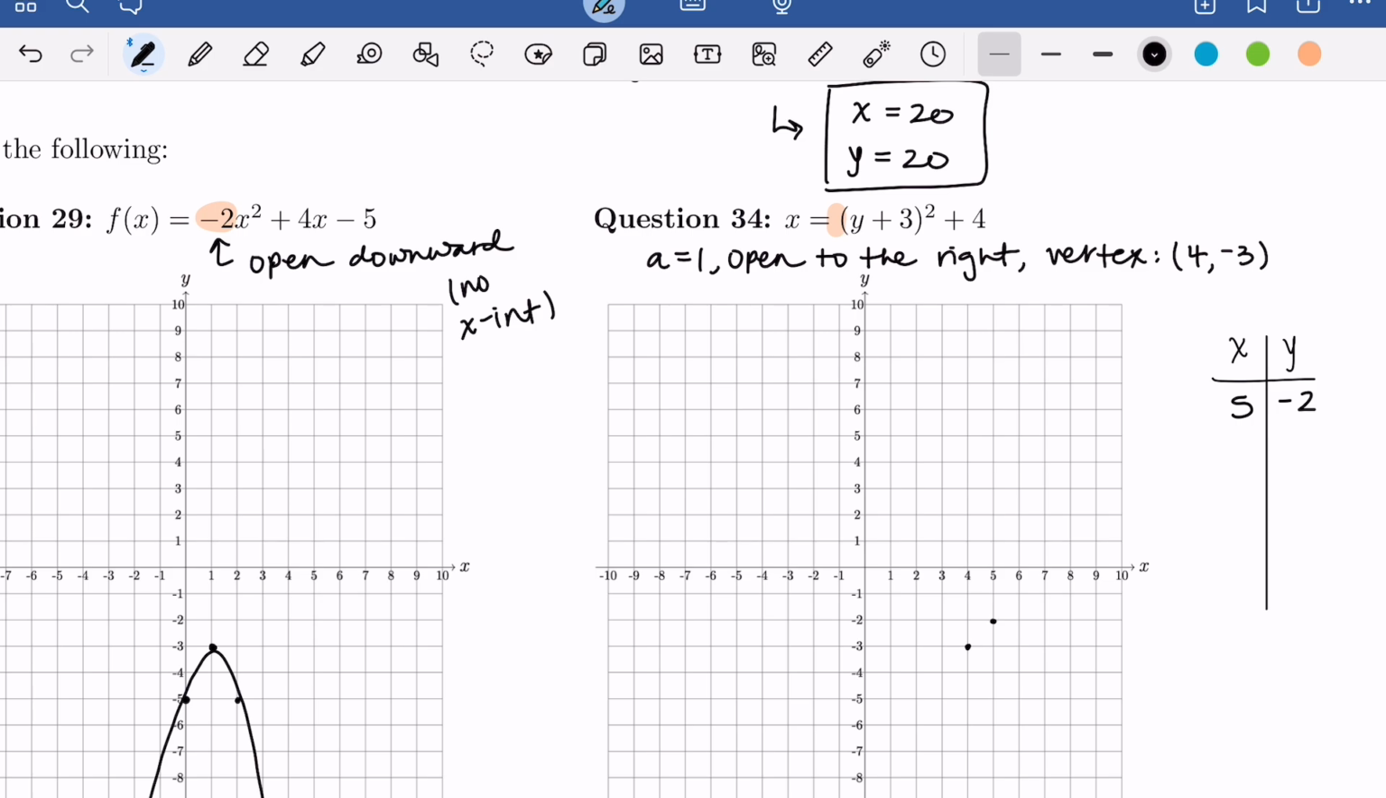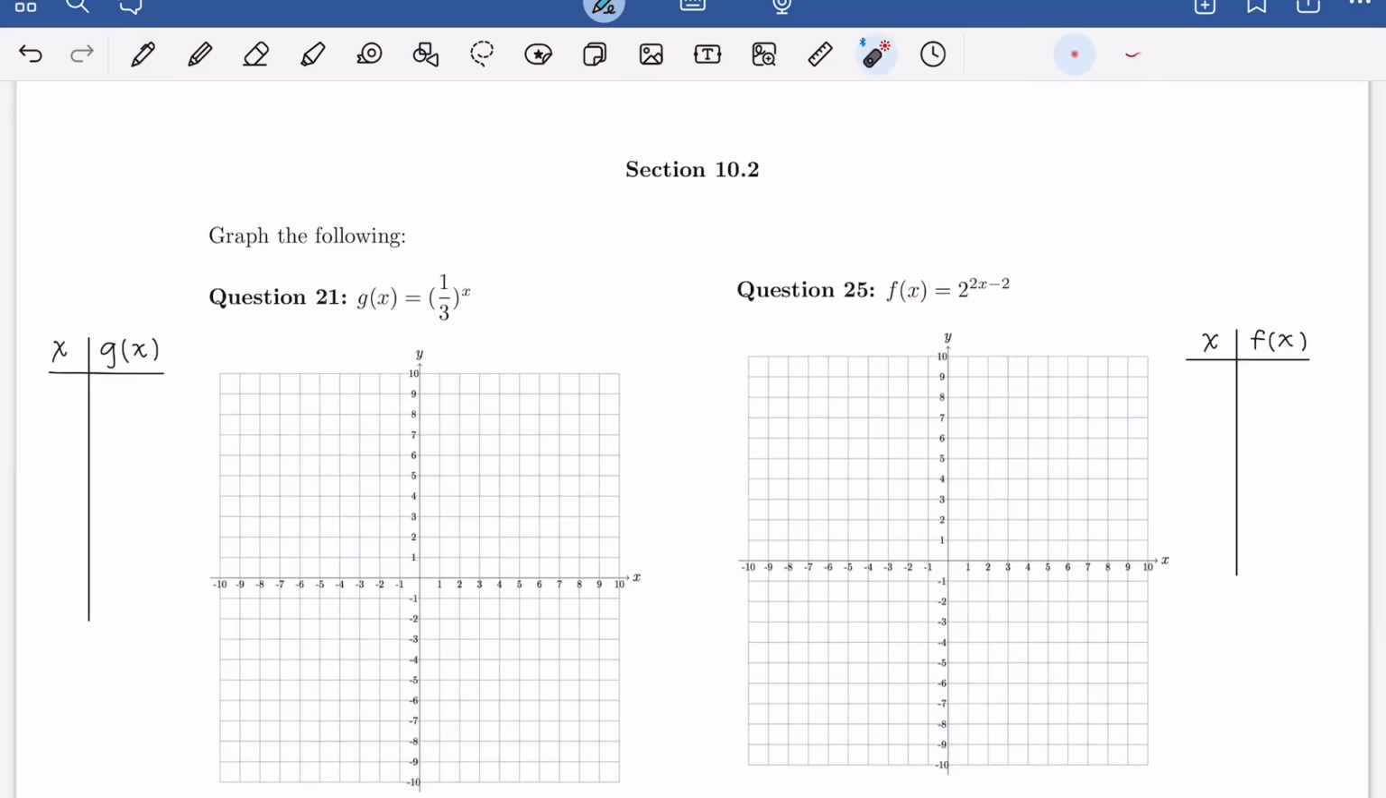Let's plug in another value. Let's plug in -4. If we plug -4 in for y, our x value is also going to give us 5. So another point on this parabola is going to be right there. All right, let's plug in -1 and see what we get. If we plug in -1, we're going to get +8. So we're going to have (8, -1). And if we were to also plug in -5, if you can see a pattern, we're also going to get +8 here. So our next point is going to be (8, -5). So our parabola is going to look something like this here.